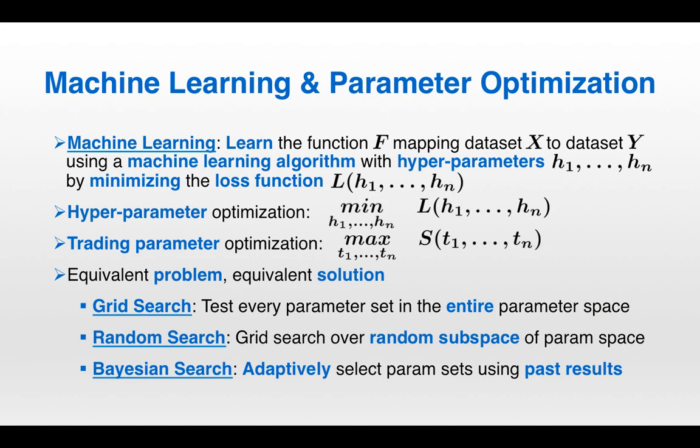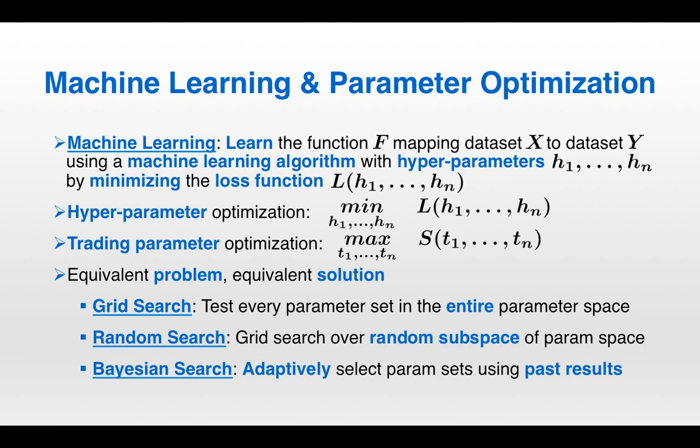Then we did the 2 videos on optimization, beginning with parameter optimization using machine learning techniques. What is machine learning? We're going to define it in just one sentence here. It's when you're trying to learn the function f to map dataset x into dataset y using a machine learning algorithm with hyperparameters h1 to hn by minimizing the loss function L of h1 to hn. So one more time, the objective of hyperparameter optimization, choose h1 to hn to minimize L of h1 to hn.